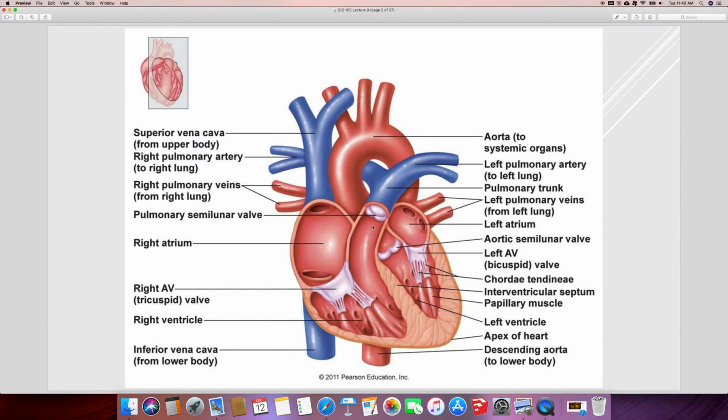From the right ventricle, we go through the pulmonic valve into the pulmonary trunk, and then the left and right pulmonary arteries. Okay, and they go to the lungs, and then that oxygenated blood is brought back to the left atrium through the pulmonary veins. From the left atrium, we go through the bicuspid valve, also known as the mitral valve, into the left ventricle. From the left ventricle, we go through the aortic valve into the aorta. Ascending aorta, aortic arch, descending aorta, out to the body.